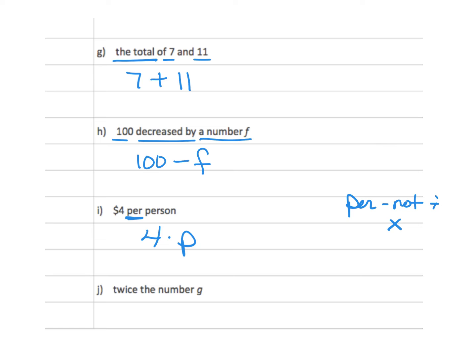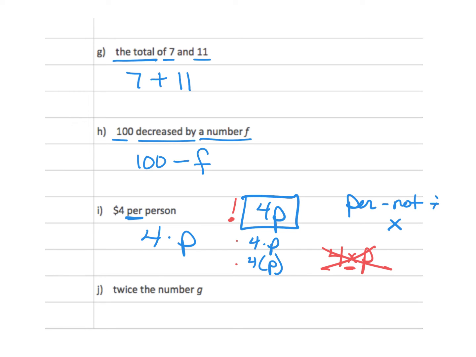Now, with multiplication, the way that I would like you to write it is 4P. This is the best answer. But like I wrote it, you can use the dot. You could use parentheses. What I don't want you to use is this X or multiplication sign, because it looks too much like an X. Don't use it. You can use either one of these, but this is the best answer that I want you to have.